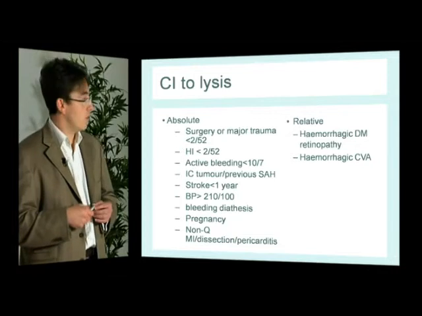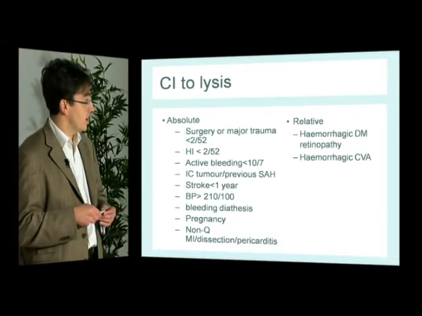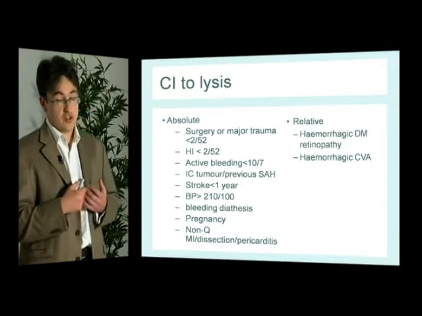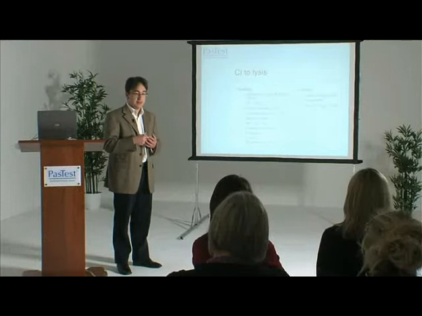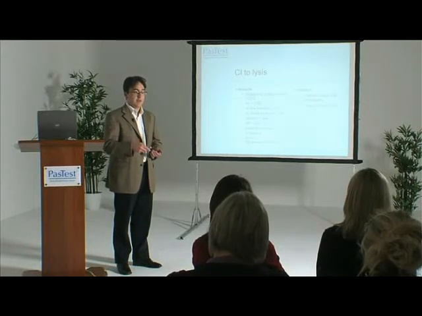Relative contraindications which require clinical judgment include those with hemorrhagic diabetic retinopathy and hemorrhagic stroke. Now clearly this is a list which we apply to patients having thrombolysis, and I suspect in coming years we'll be referring to lists such as this much less as we provide primary PCI to more and more people.